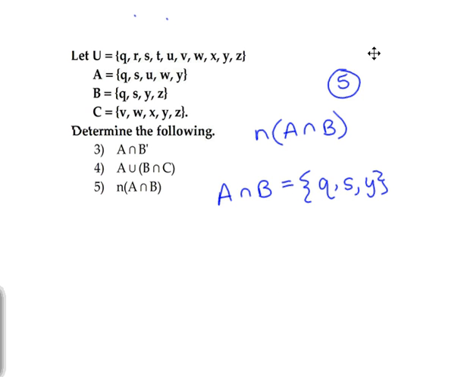And for number 5, we're asked to find the cardinality of A intersect B. So if we first find the set A intersect B, that's going to include the elements Q, S, and Y. The elements that the two sets have in common would be their intersection. And now for the cardinality of that set, we're going to count the number of elements in that set. So 1, 2, 3. So the cardinality of A intersect B would be 3.